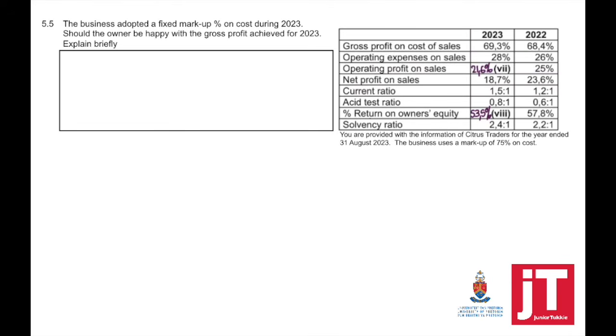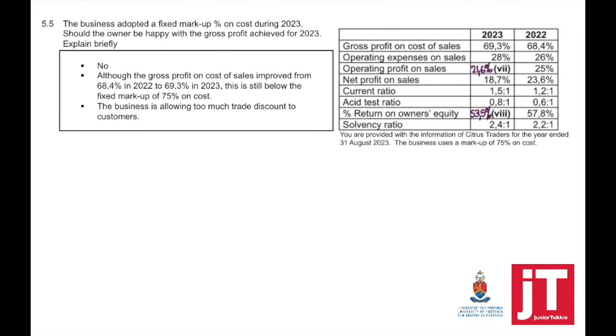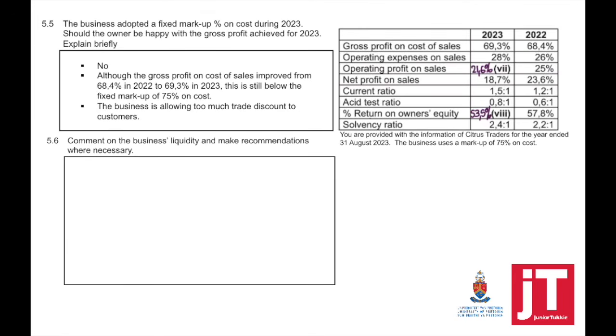So if I look, it improved from 68.4% to 69.3%, which is good, which is a positive thing. When compared to the aimed markup, we still have not achieved our aimed markup. And possible reasons could be we're still giving too much trade discount, for example, to customers. So yes, there was an improvement from 68.4% to 69.3%, but this is still below the aimed markup of 75% on cost.